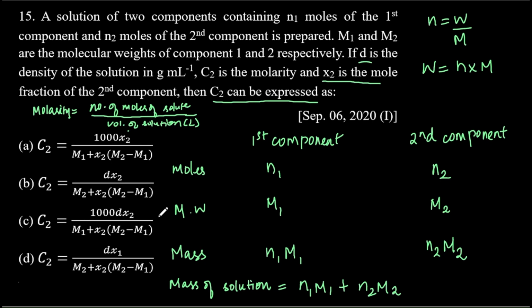So we have to change the number of moles by using the extra information, that is, the mole fraction x2 and the density D that is given. From this we have to calculate and find the expression for C2. So let us see the calculation. I will write the calculation on the next page.